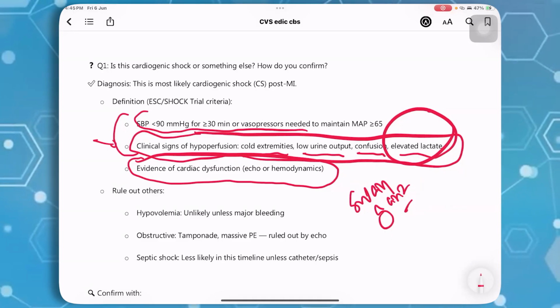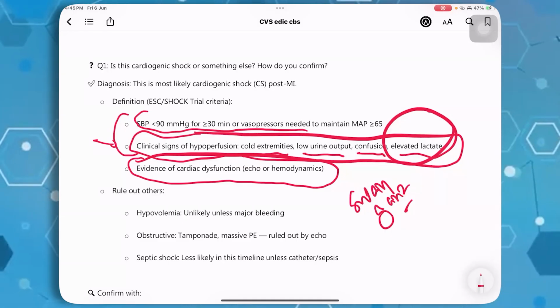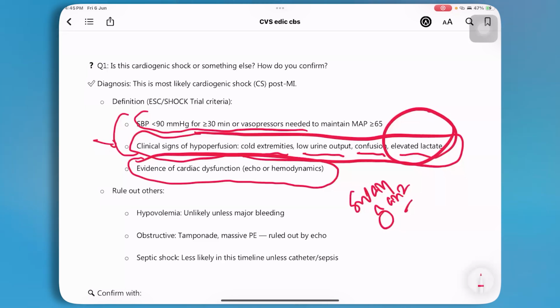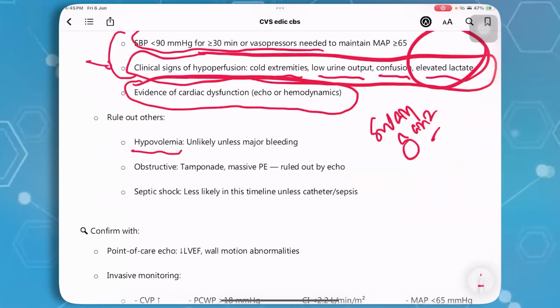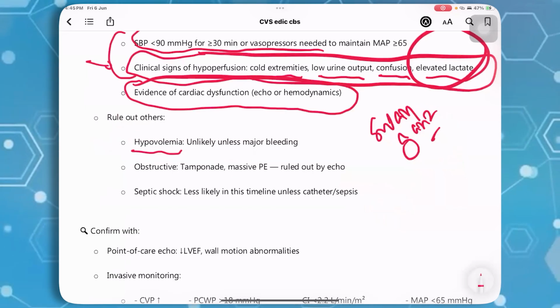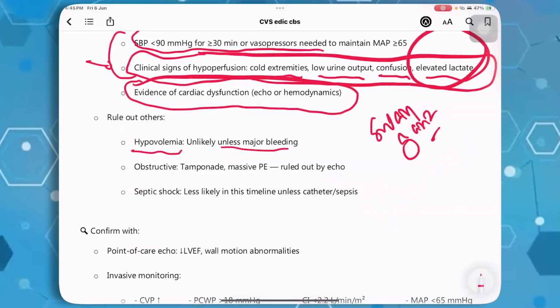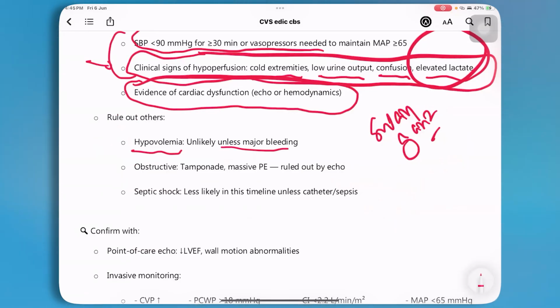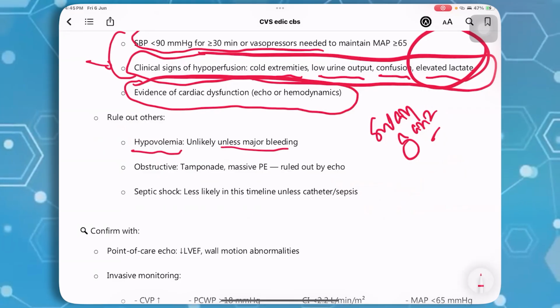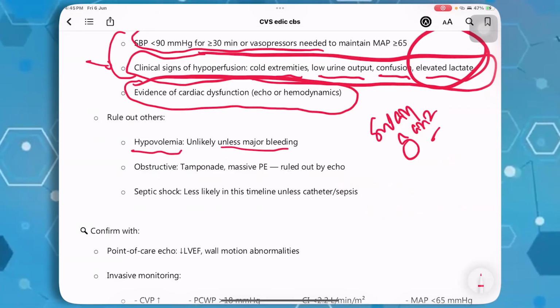Rule out other possibilities. Hypovolemia is unlikely in this case, unless there is major bleeding, like a patient who develops a retroperitoneal hematoma secondary to a high femoral artery puncture while doing a coronary angiography.